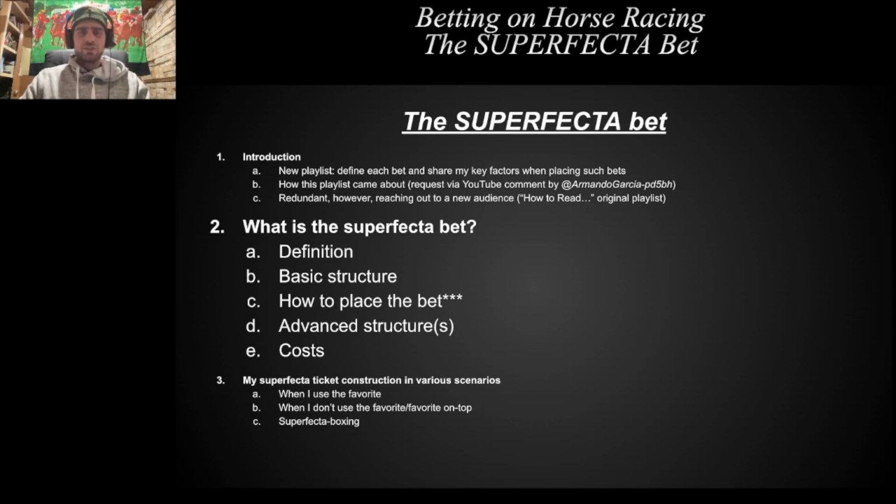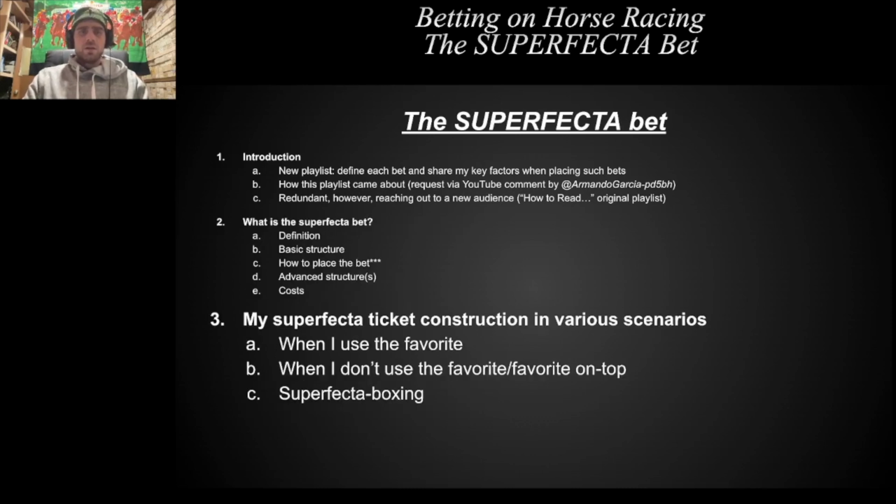And then we'll go into advanced structure and we'll calculate the costs. My Superfecta ticket construction in various scenarios: when I play Superfectas, when I use the favorite, when I don't use the favorite, or have the favorite on top, and then Superfecta boxing.